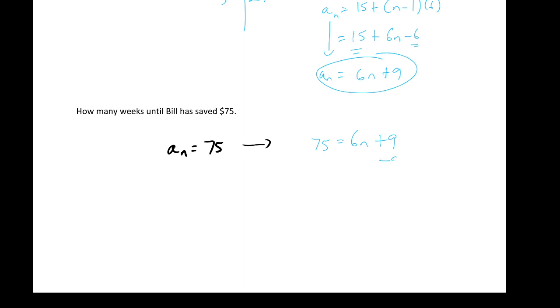So now we just need to solve. So minus 9, minus 9. 75 minus 9 is 66, which is equal to 6n. So n is going to be equal to 11. What does that mean? Well, it means that it's going to take just under 3 months. 11 weeks total. All right, go ahead and get started on your homework for section 4.6. Good luck.